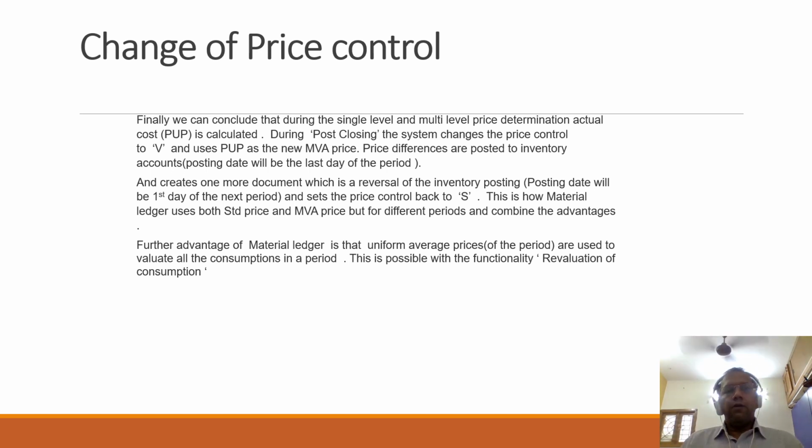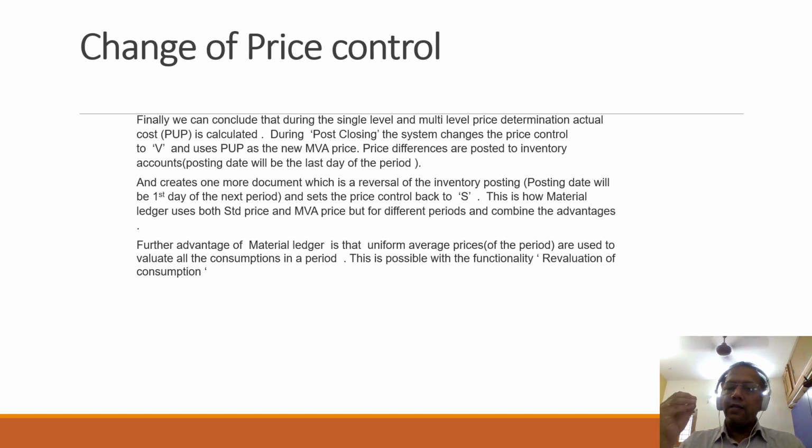Changes of the price control. Finally, we can conclude that during single level and multilevel price determination, actual costing is the periodic unit price per unit. During the posting, the system changes the price control, and moving prices are different as posted to the inventory. That's why I told you when we are changing prices between standard and moving average prices, there will be an impact on the inventory prices. If there is no inventory, it will go to the P&L account. That is the most important thing we need to bear in mind.